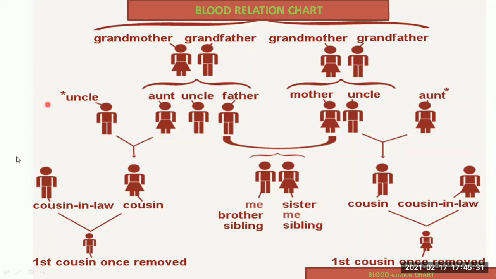Here you can see all the relations, my dear students. Mother, uncle, aunt. Here your mother's uncle is nothing but the brother of your mother, so he will be your uncle. And the wife of the uncle is called aunt. If they have a son, then he will become a cousin, or brother-in-law and cousin-in-law. And first cousin once removed, finish.